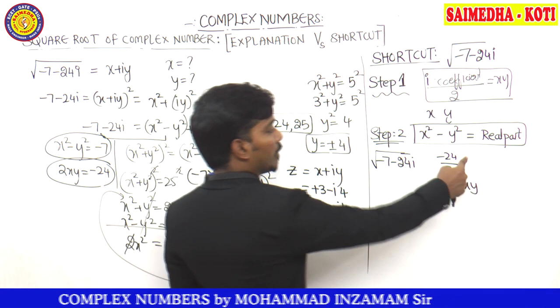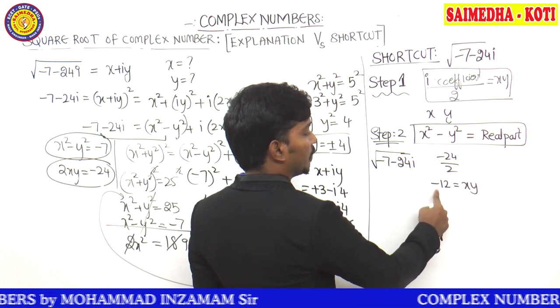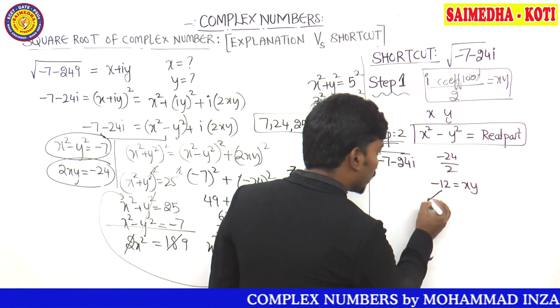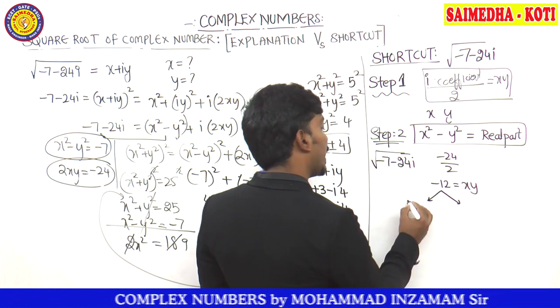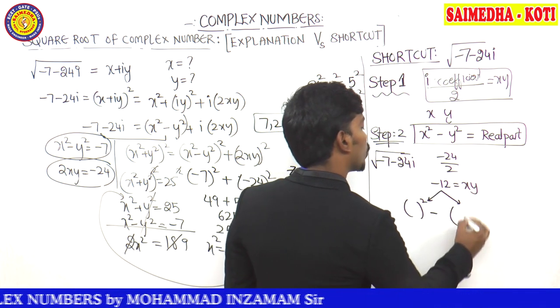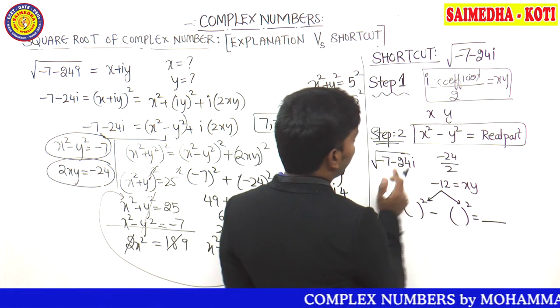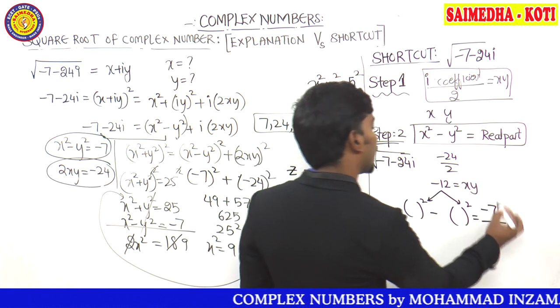I coefficient divided by 2 is your first step, and it is minus 12. Minus 12 equals xy. So you need to choose such multiples of 12 whose square and difference is going to give you the real part. What is the real part in the question given? Real part in the question given is minus 7.